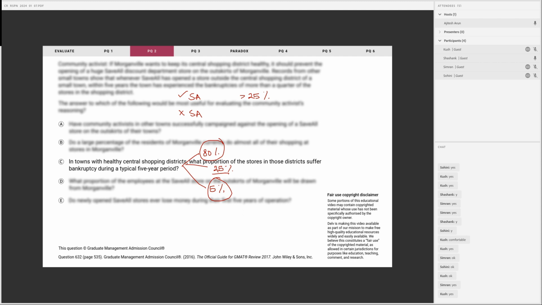Now let's take a look at D. What proportion of the employees at the Save All store on the outskirts of Morganville will be drawn from Morganville? How many or what proportion of the employees are local? That doesn't help you understand whether the Save All is going to hurt the central shopping district or not.